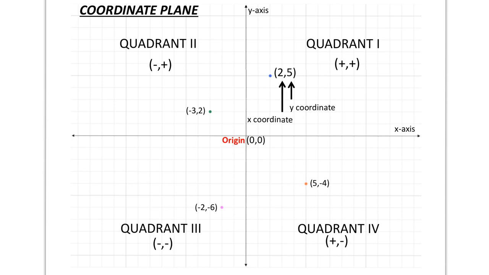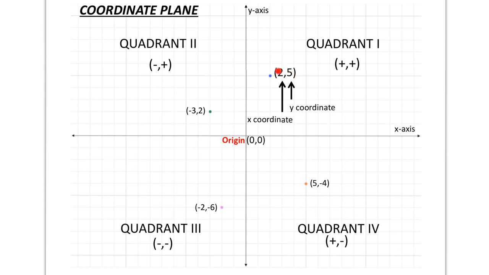Now, every point on this coordinate plane has numbers. So you guys see some points on the coordinate plane. We have this one here, this one here, this one here, and this one here. So how do you actually graph those points? Well, the point has two numbers. One is called the x coordinate, and the second one is called the y coordinate.